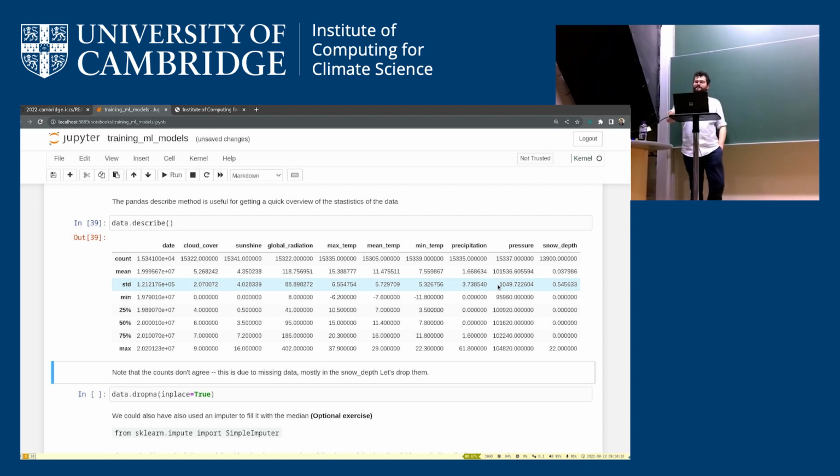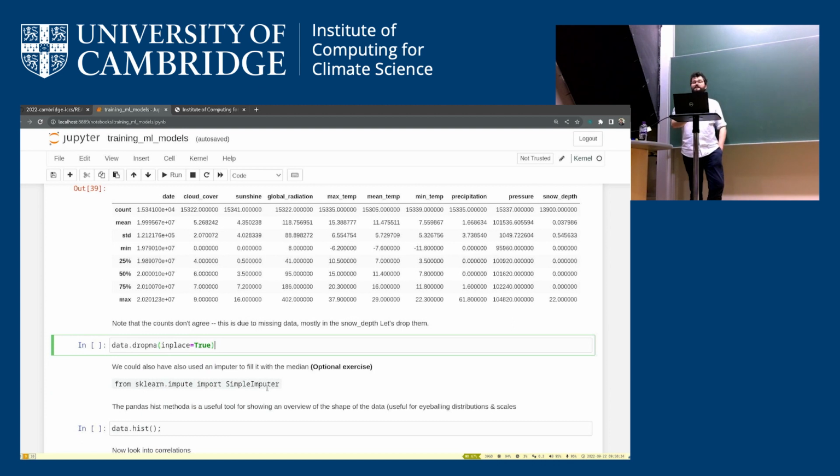We could do lots of things for this missing data. We could, for example, impute them with this sklearn simple imputer, which is basically when you fill them with the median value or fill them with nearest neighbor values or things like that. But for now, we're just going to drop them here, which is just dropna with inplace equals true. Inplace equals true is another very important thing for Pandas.